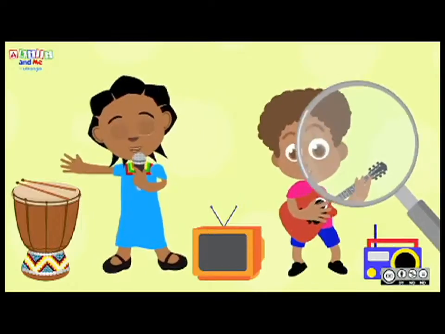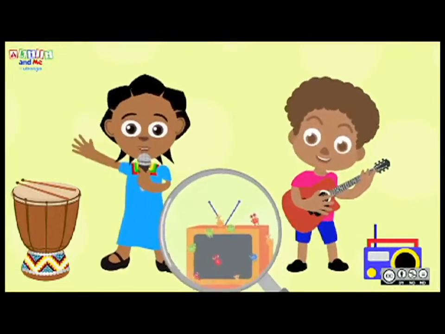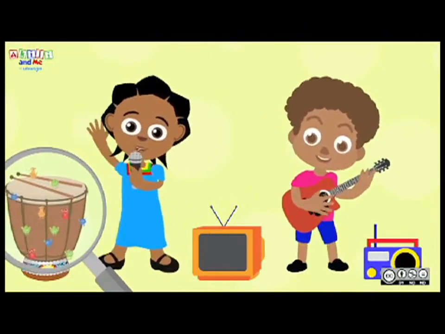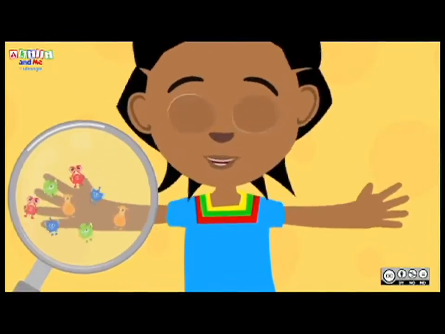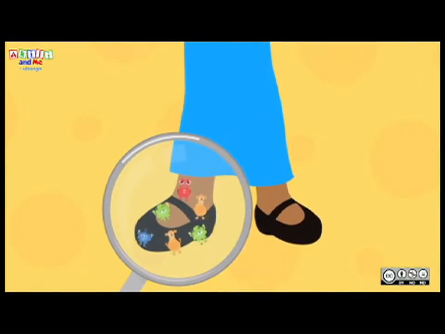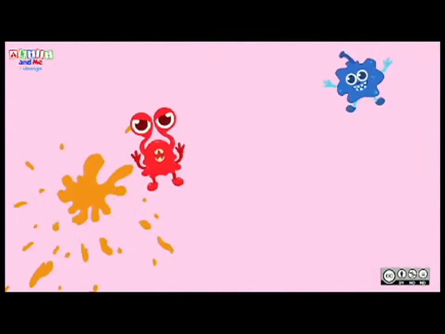Germs, germs, germs, they make us sick. Germs are not our friends. Germs, germs, germs, they make us sick. Germs are not your friends.